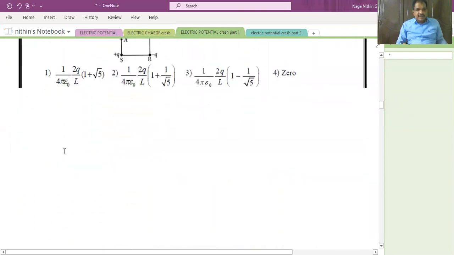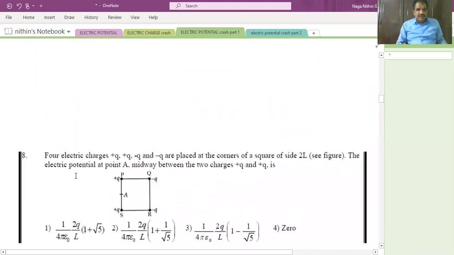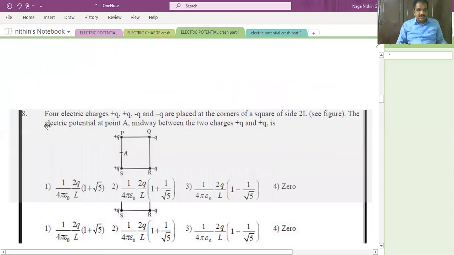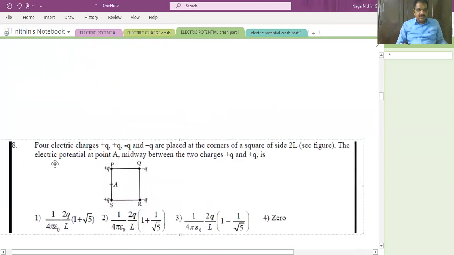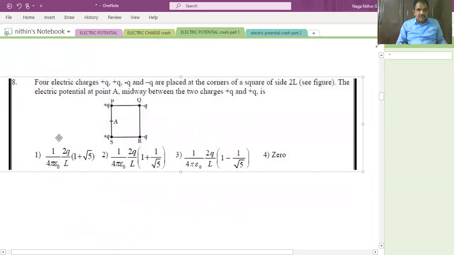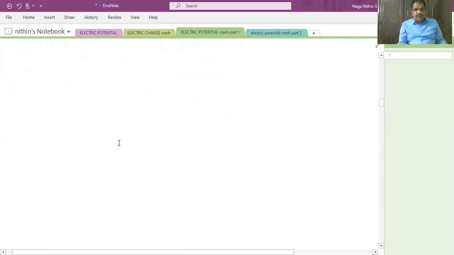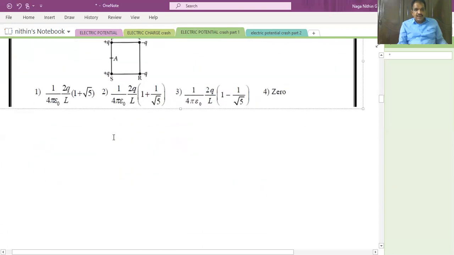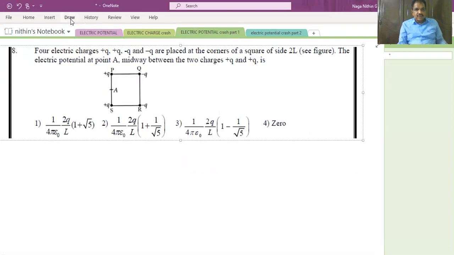Next. See the next question, what they are asking. Four charges plus Q, plus Q, minus Q, minus Q are placed at the corners of a square of side 2L. The electric potential at capital A, midway between the two charges plus Q and plus Q, will be how much? Okay. Then how to do this one?